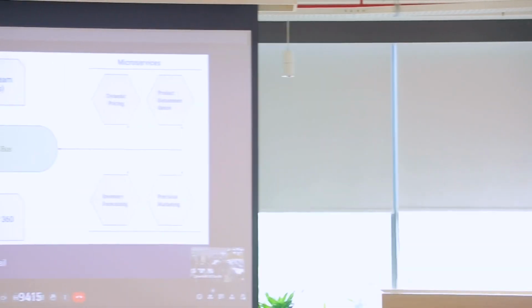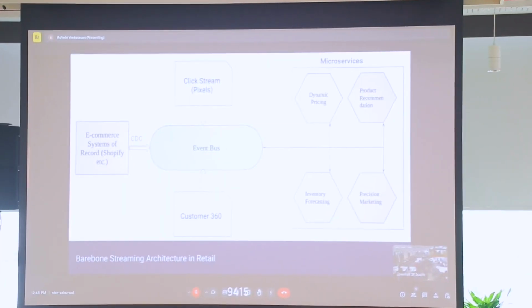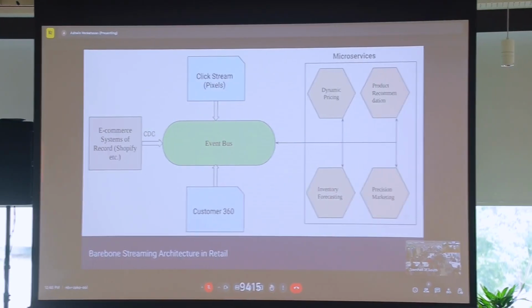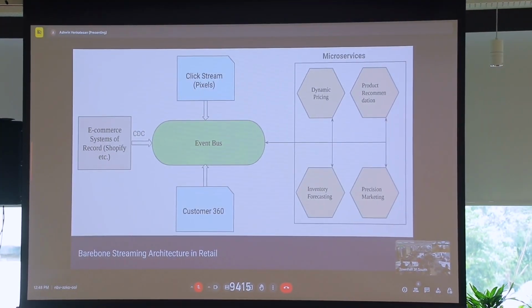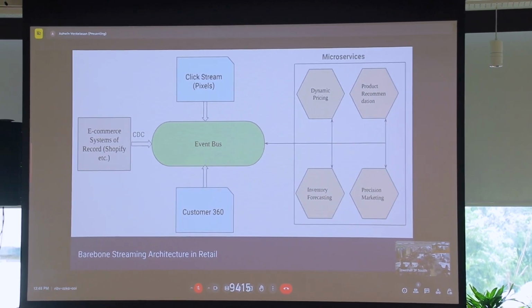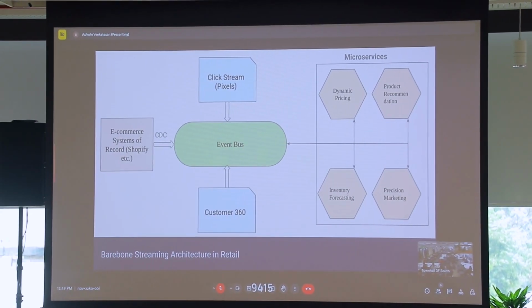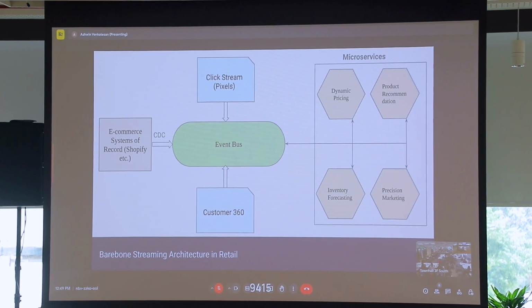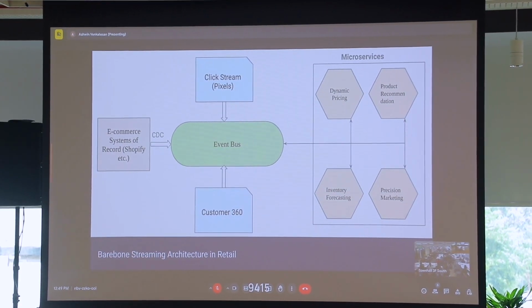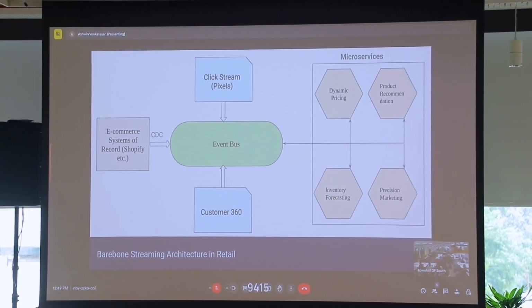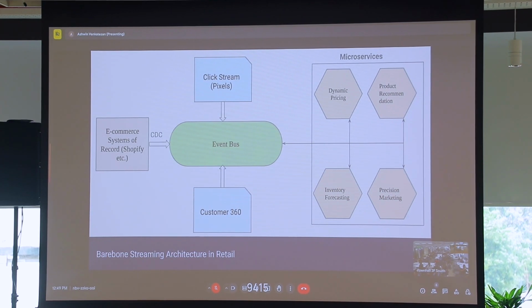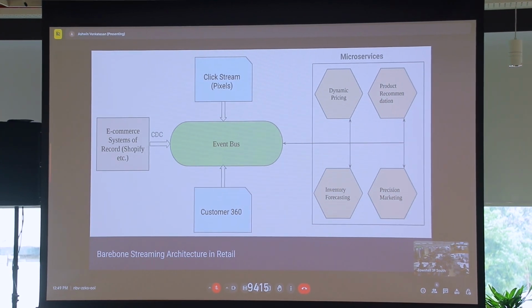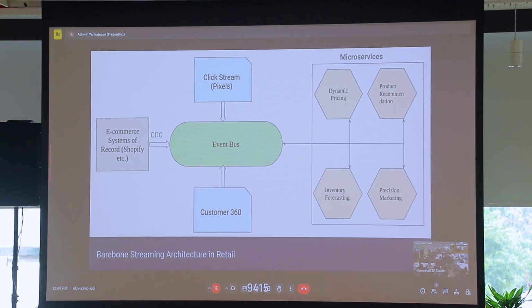Now, based on different retailers we have seen, a barebone architecture of sorts will look like this. You have your systems of record, so it can be Shopify or Salesforce or any ERP tool. You need to bring that data into the event bus. The event bus can be Kafka or anything similar to Kafka, okay? You need to bring this data into it, and the CDC data, obviously.